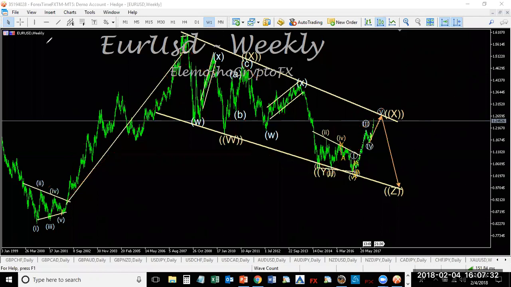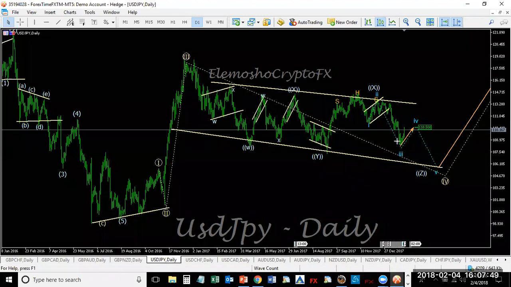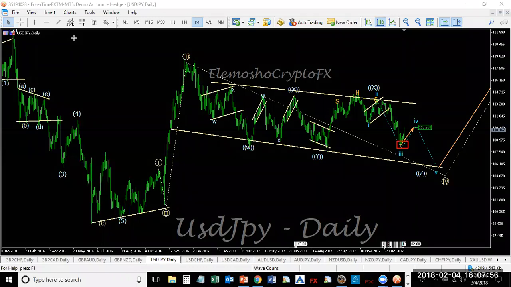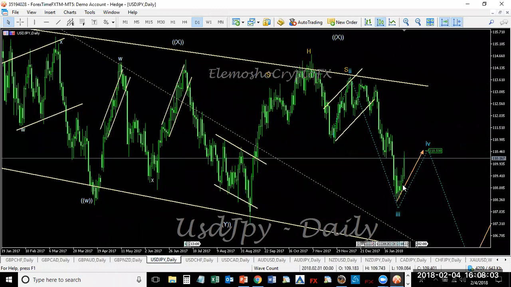And last week, I made mention of a very similar structure that we have here in the USD JPY. In this USD JPY daily, we have a similar structure. And if you remember, right here, which is this place, I gave a signal that you guys should buy for this pullback, which is for wave 4. And that's what eventually happened this last trading week that we are in. Market got to this place and went for this corrective move, wave 4.